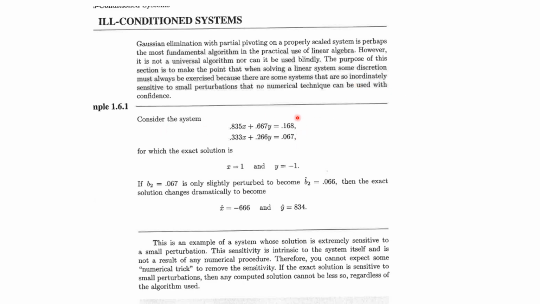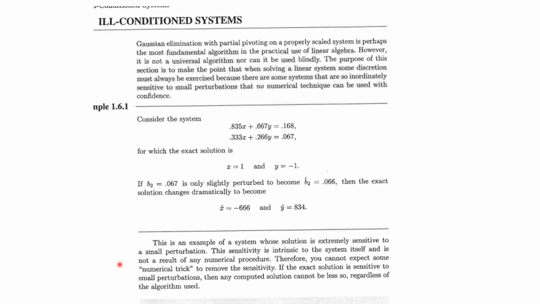So consider this system for which an exact solution is x equals 1 and y equals -1. Now, if b2, which is 0.067, is only slightly perturbed to become 0.066, the exact solution changes dramatically to become x hat equals -666 and y hat equals 834 instead of the exact solution. So this is an example of a system whose solution is extremely sensitive to a small perturbation.